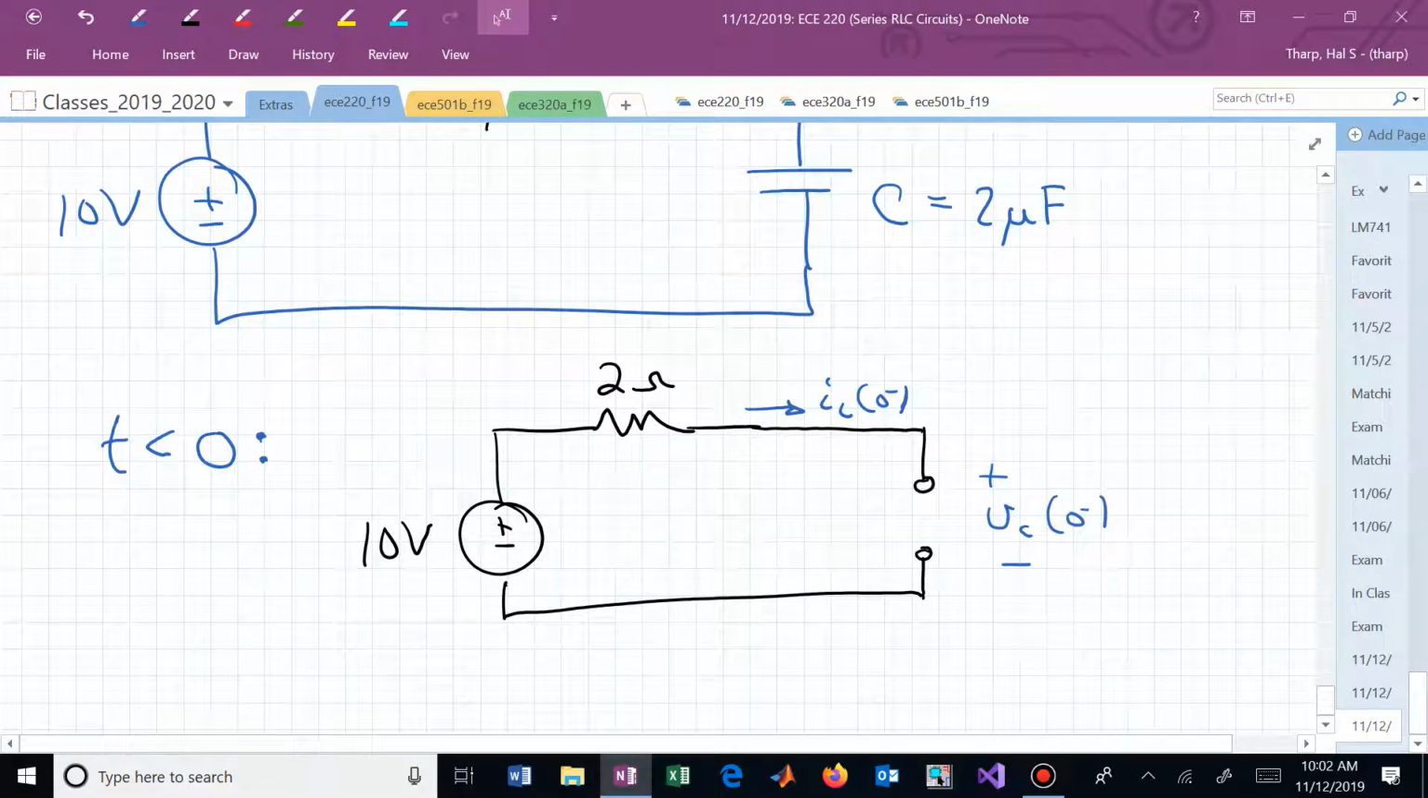I wanted them at 0 plus. But what do we know about inductor current and capacitor voltage? ELI and ICE, those are the ones that get differentiated. Inductor current and capacitor voltage have to be continuous. They can't change instantaneously. So whatever they are at 0 minus, they are at 0 plus. What is I sub L of 0 minus? Five.